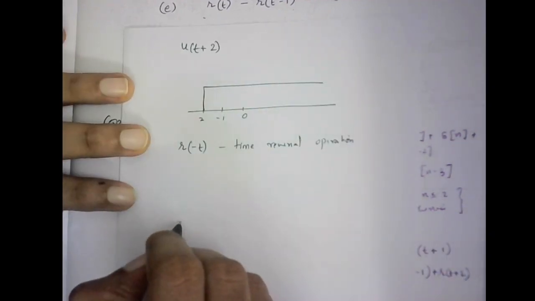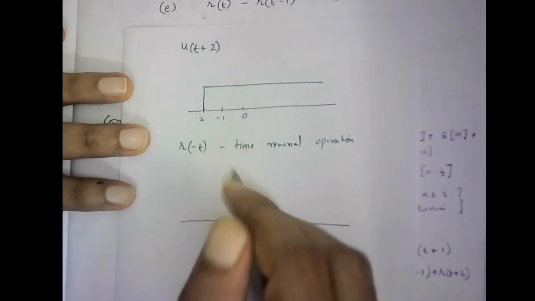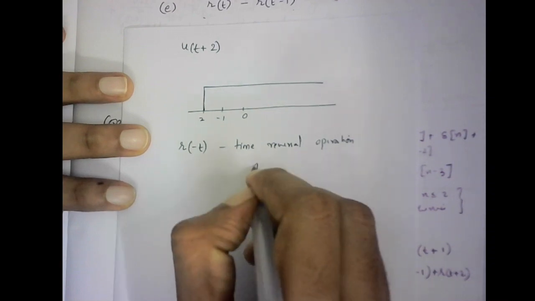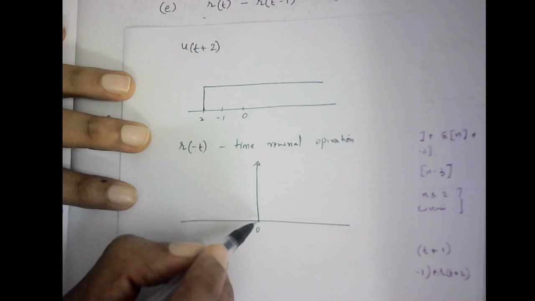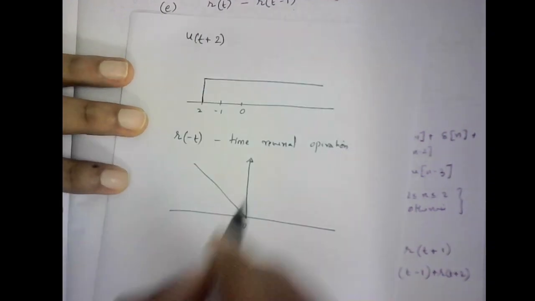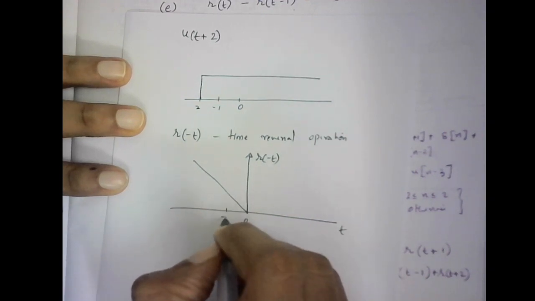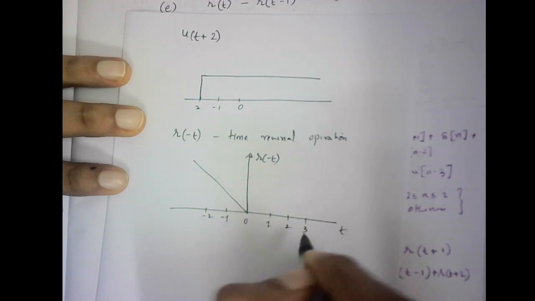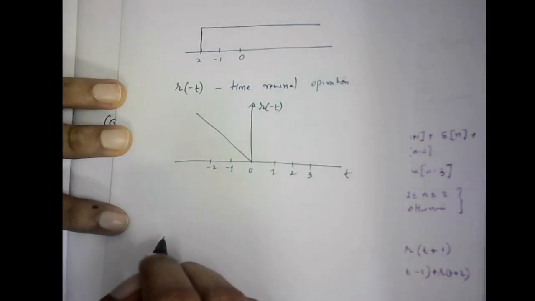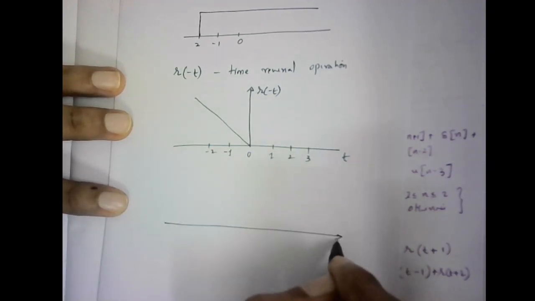You know what r of t is. So you find the mirror image about the y-axis. So this is 0, and r of minus t will be like this. So this is r of minus t, with 0, minus 1, minus 2, and 1, 2, 3, etc. If you multiply these two, what will be the result?